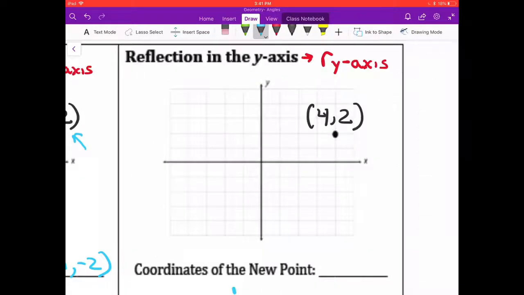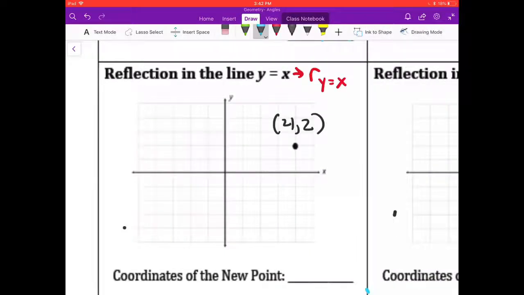An example of the second reflection, which is over the y-axis, we're going to look at here. We're going to take that same point, 4, 2, and we're going to reflect it over this line. If we remember our rule, all we need to do is take this x value and change the sign from a +4 to a -4. We always want to replot and regraph our new point.